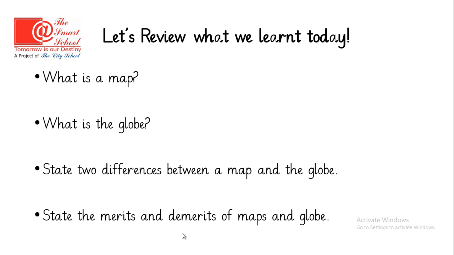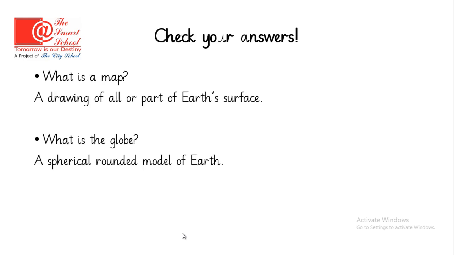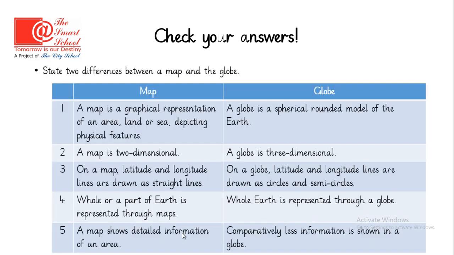I hope you have given correct answers to all these questions. Now let's review the answers. What is a map? Yes, a map is a drawing of all or part of Earth's surface. What is the globe? A spherical, rounded model of the Earth. State two differences between a map and a globe. We have given all the 5 differences you have studied, and if you have given any 2 out of these differences, you are right.